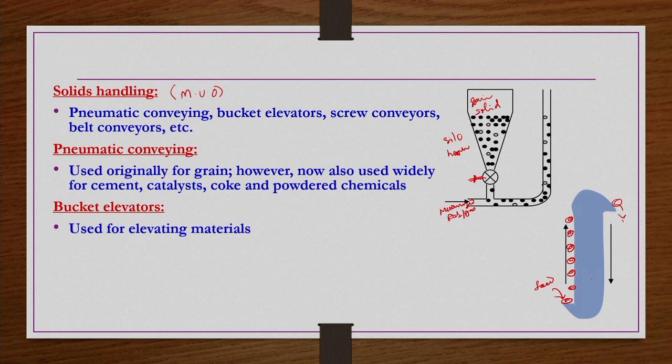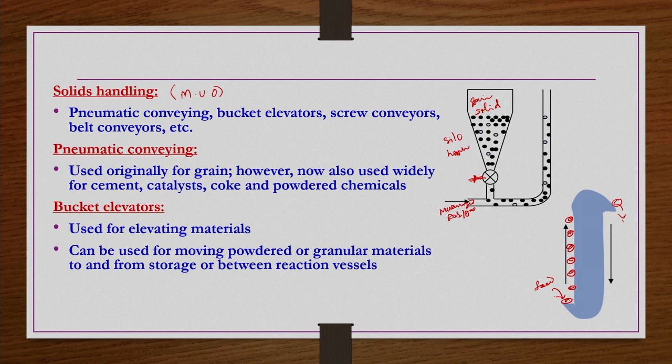Right. These bucket elevators are very common in the majority of cement industries and coke processing units, etc. They can be used for moving powdered or granular materials to and from storage or between reaction vessels in general.